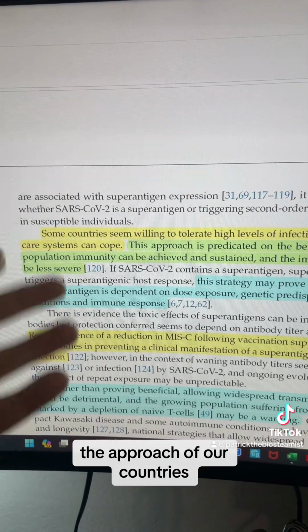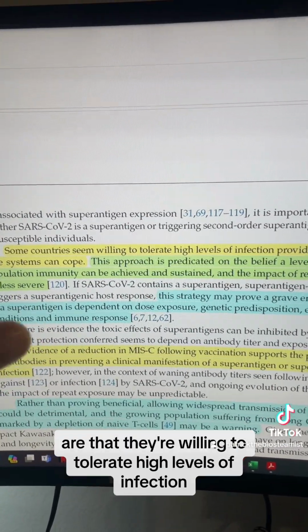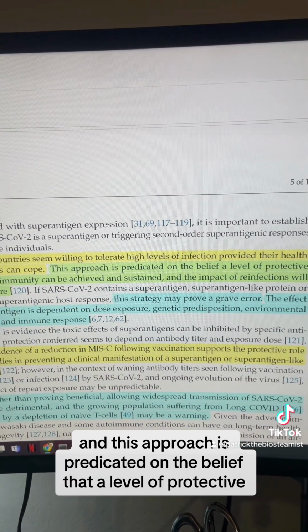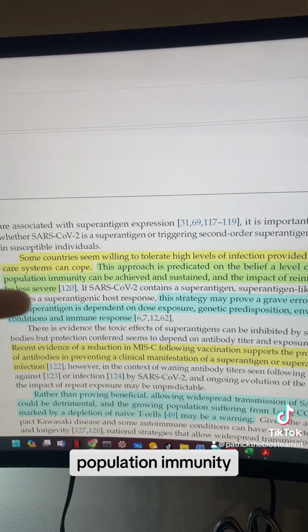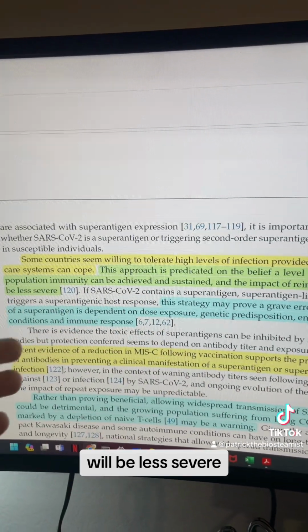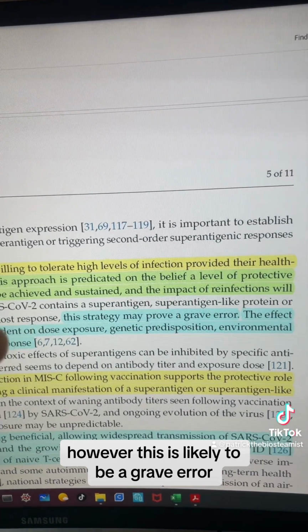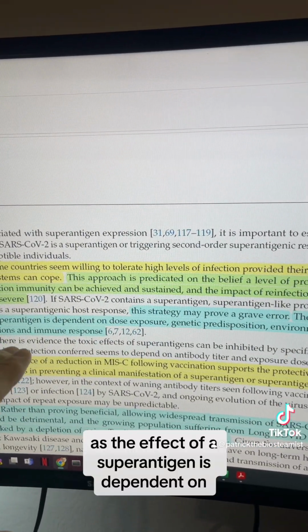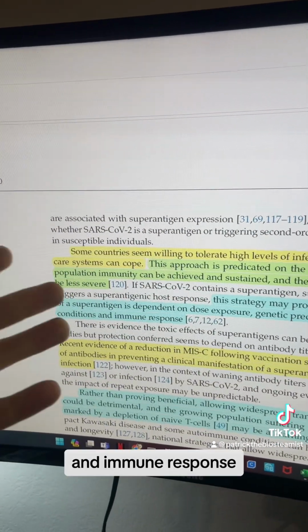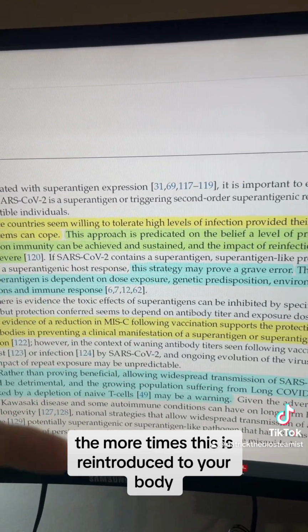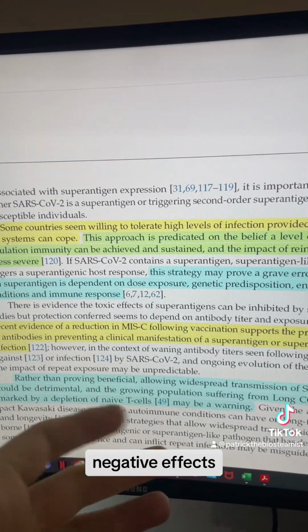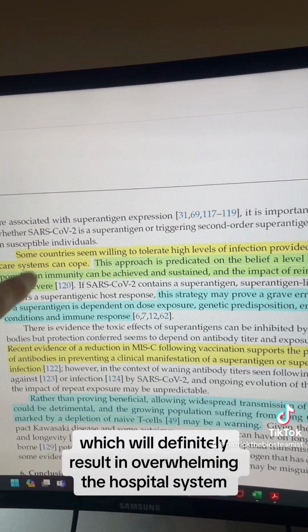And alarmingly, the approach of our countries is that they're willing to tolerate high levels of infection provided that the healthcare system can cope, and this approach is predicated on the belief that a level of protective population immunity or herd immunity can be achieved and sustained, and that over time the impact of reinfection will be less severe. However, this is likely to be a grave error, as the effect of a superantigen is dependent on dose exposure, genetic predisposition, environmental conditions, and immune response, meaning that the more times this is reintroduced to your body, the higher the chance that it will develop into these long-term negative effects, which will definitely result in overwhelming the hospital system.